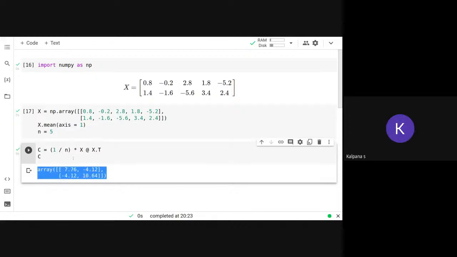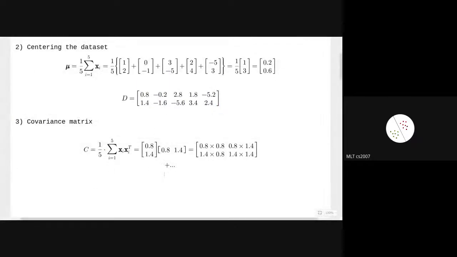Sir, that at the rate of, does it represent the matrix multiplication? Okay. X into X transpose, right? X is a matrix, X transpose is a matrix. In NumPy, the way to multiply two matrices is using the at operator. So this is the covariance matrix. Let's copy the output of the covariance matrix and go back here.